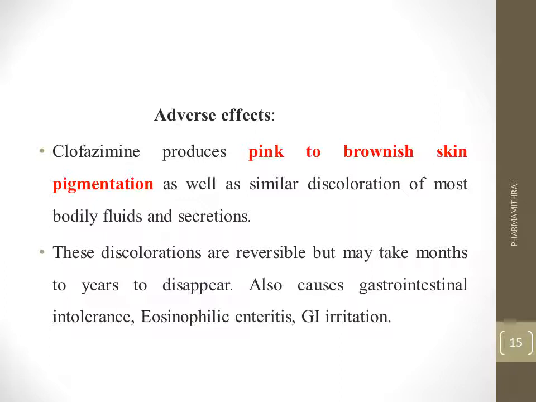Going to the adverse effects of clofazimine, it produces a pink to brownish skin pigmentation. Note this color. Clofazimine produces pink to brownish skin pigmentation, as well as similar discoloration of body fluids and secretions. These discolorations are reversible but may take months to disappear. It also causes gastrointestinal intolerance, eosinophilic enteritis, and GI irritation.